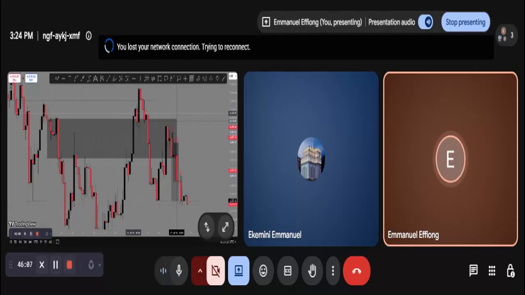So the best way to get that is line chart. I don't know how to go out from this place. I don't know if I have to stop sharing.